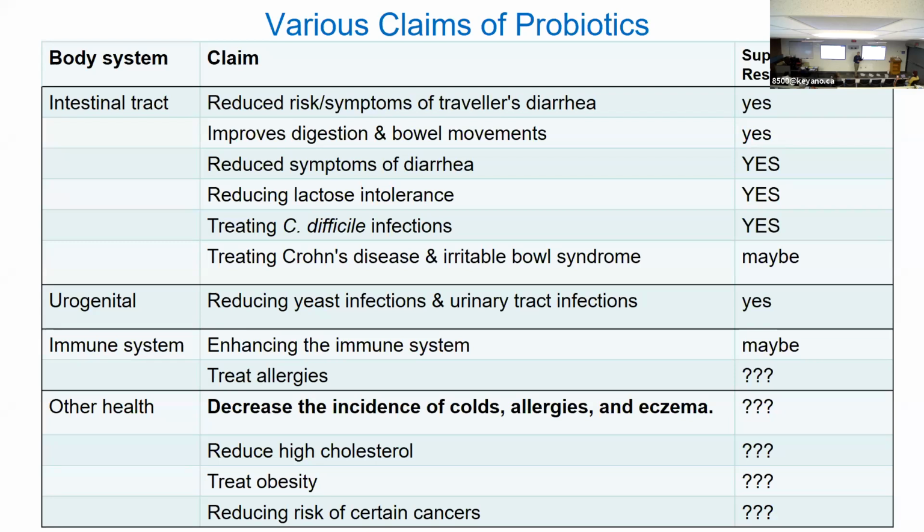So you can see I've put the big capital yes means yes, we have good evidence. The small yes means some evidence. And then we have some maybes and question marks. So you can see this main category of treating intestinal symptoms is where we have the most amount of data that probiotics are actually helping.